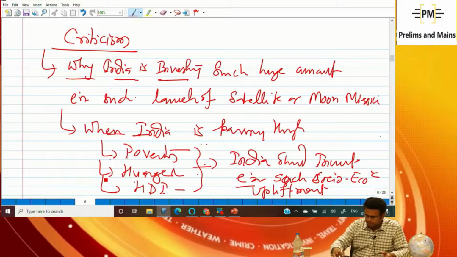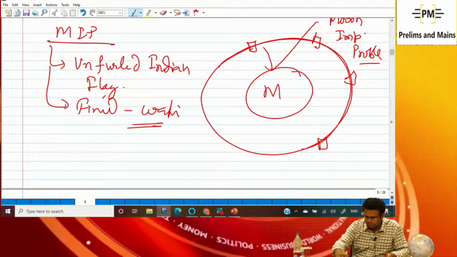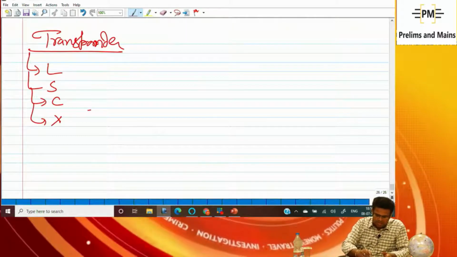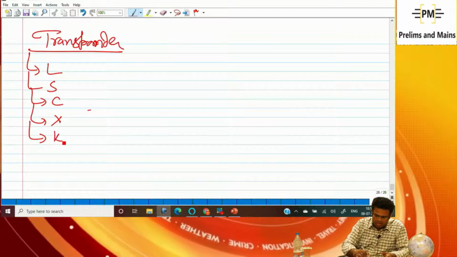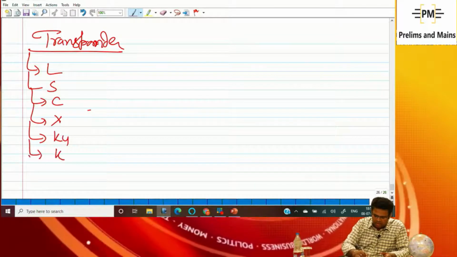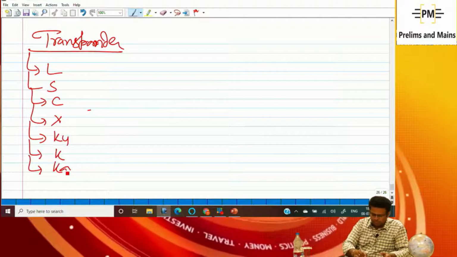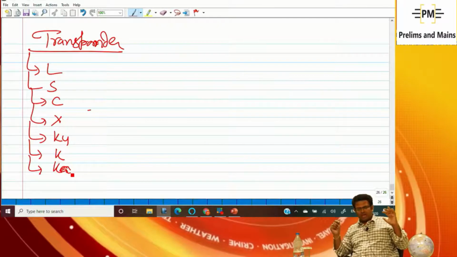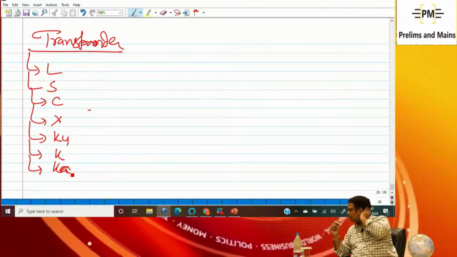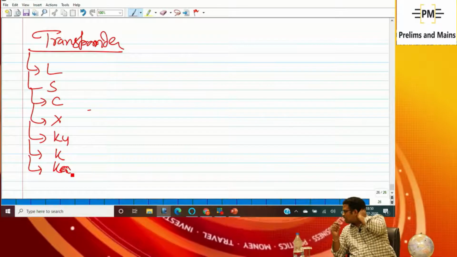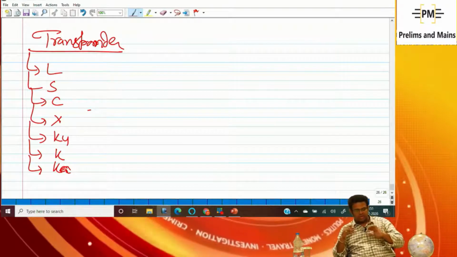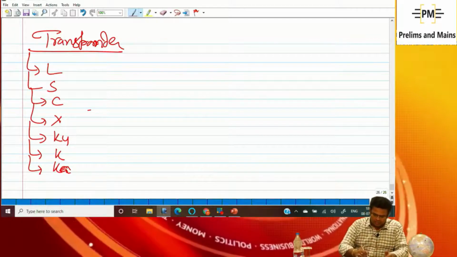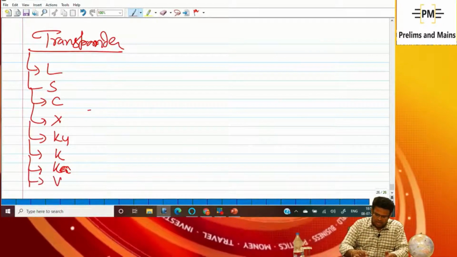Now there is the LSCX band, and then there is the Ku band, K band and Ka band. Can you remember now? First I said LSCX, then Ku, K, and Ka. Clear? And after that there are V band and W band.